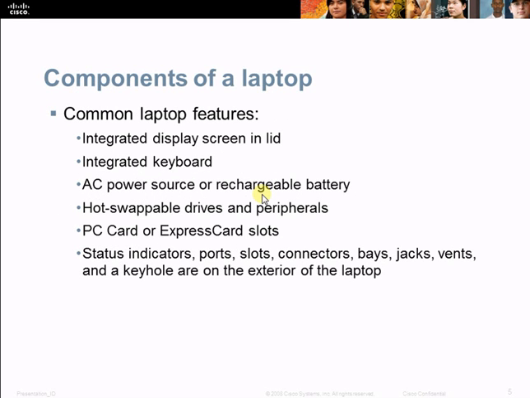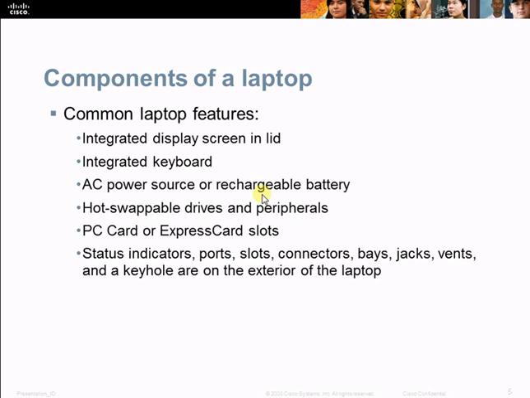So our laptops, they are a computer and they do have some common features, but the features are usually specific to the laptop. So the screen is integrated into the lid, with an integrated keyboard. It has an AC power source and a rechargeable battery. It has hot swappable drives and peripherals. Remember, hot swappable means you don't need to shut it down to take things out or put them in.